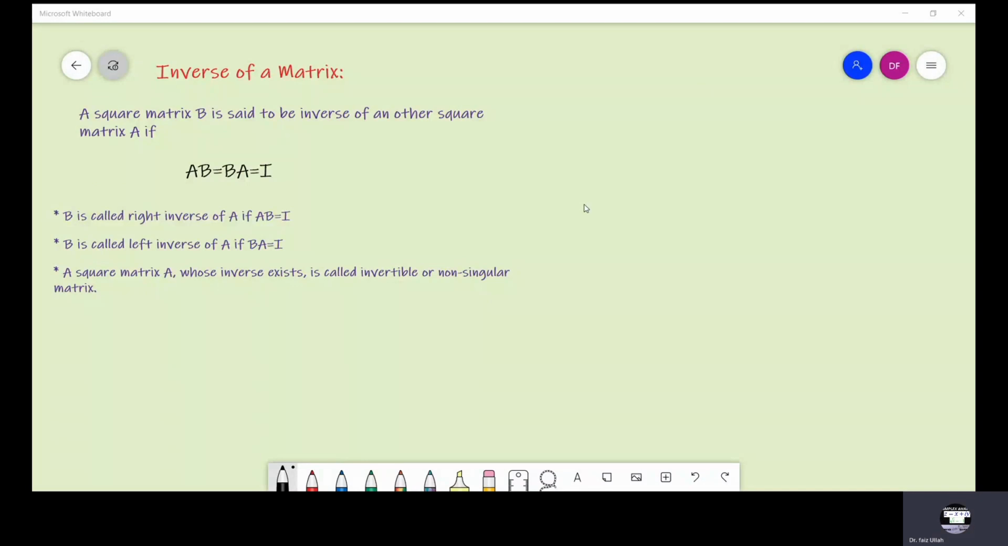Inverse of a matrix. A square matrix B is said to be inverse of another square matrix A if AB is equal to BA is equal to identity matrix. Let us see an example.